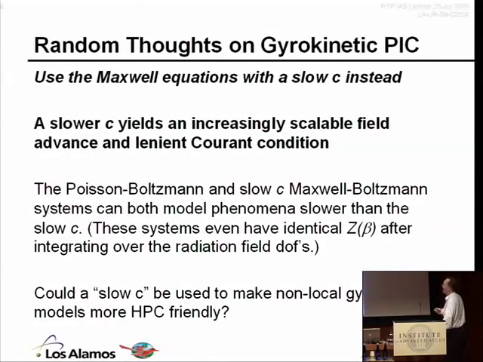So something that I've experimented with both at my day job and elsewhere is that often you can recast your elliptic equations in a hyperbolic form, which, for speeds much slower than the slow speed of light you've put into your code, will still generate the same physics. For example, if I'm running Maxwell's equations and I'm interested in looking at thermodynamic properties, what we'll find is that the Poisson-Boltzmann system and the Maxwell-Boltzmann systems both model the same phenomenon for stuff that's slower than the speed of light. In fact, they even have identical partition functions after you integrate over the radiation degrees of freedom.